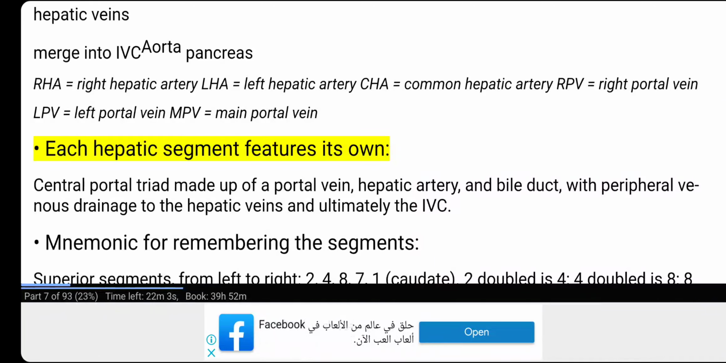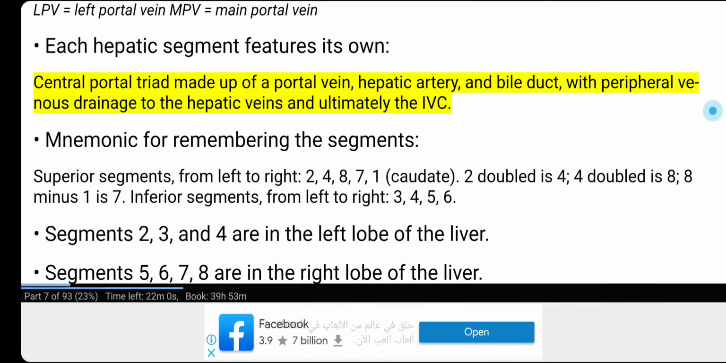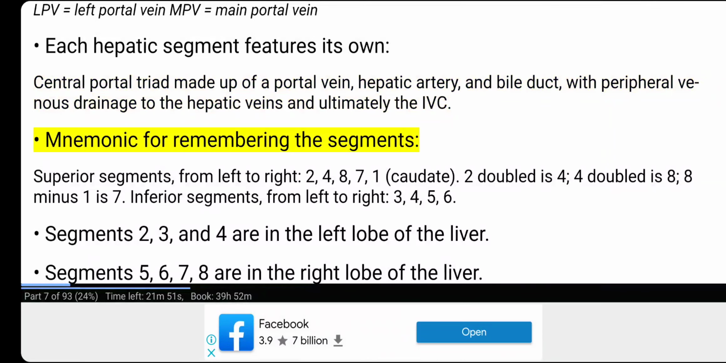Each hepatic segment features its own central portal triad made up of a portal vein, hepatic artery, and bile duct, with peripheral venous drainage to the hepatic veins and ultimately the IVC. Mnemonic for remembering the segments.